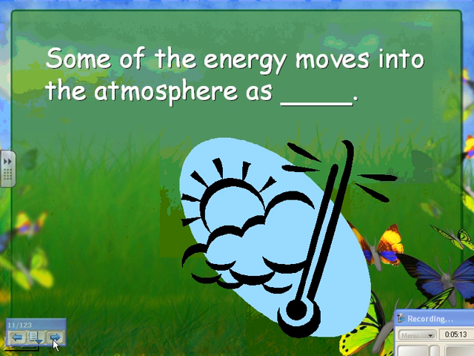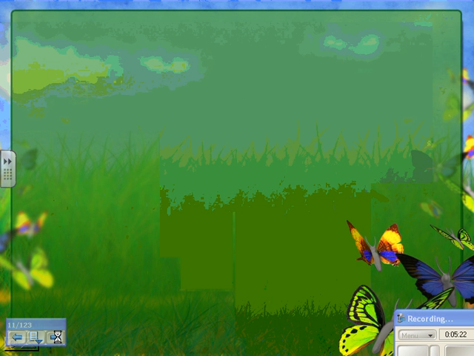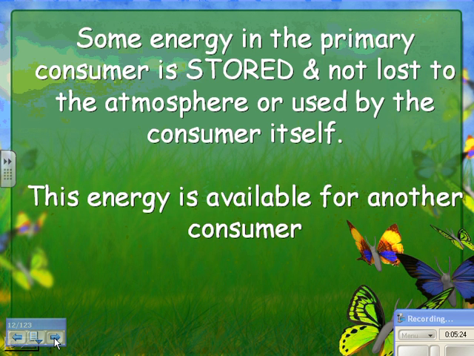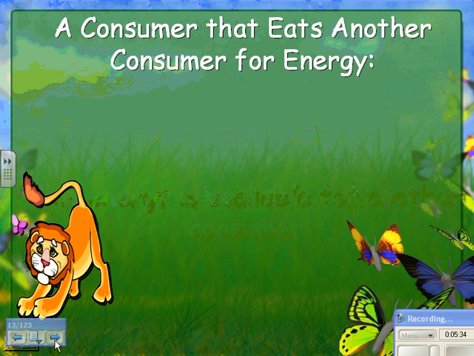But some of the energy moves on to the atmosphere as heat. And so that's dissipated, that's spread out, and the energy is never destroyed, but it's gone from the food chain. Some energy in the primary consumer is stored and not lost to the environment, or not used by the consumer itself. This energy is available for the next consumer. And so that would be the secondary consumer.